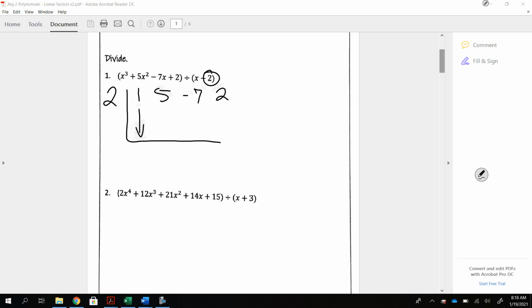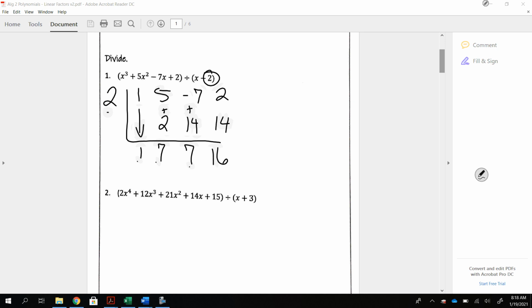But we know, drop the first coefficient, put the 1 out here. We multiply the outside, 2 times 1 is 2. 5 plus 2, remember we do plus inside here, is 7. Then we do with the new number, 2 times 7 is 14. -7 plus 14 is a +7. 2 times 7, 14. 2 plus 14 is 16.